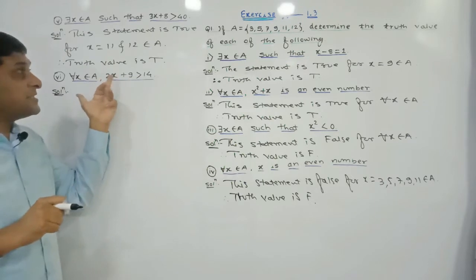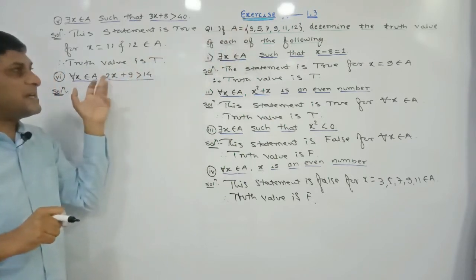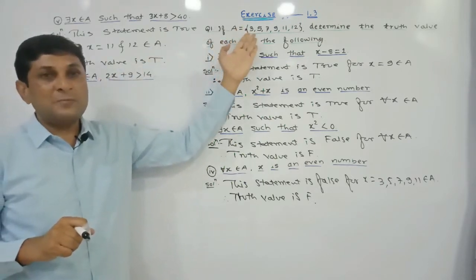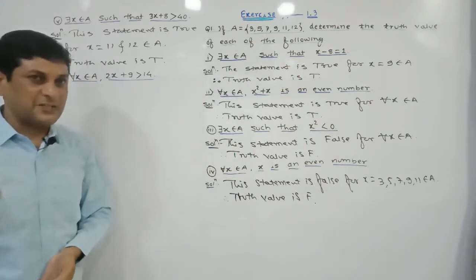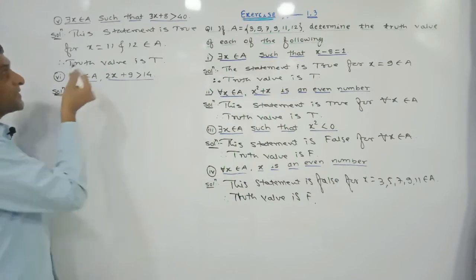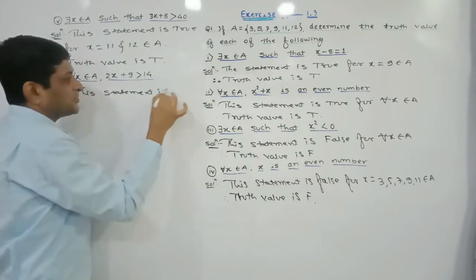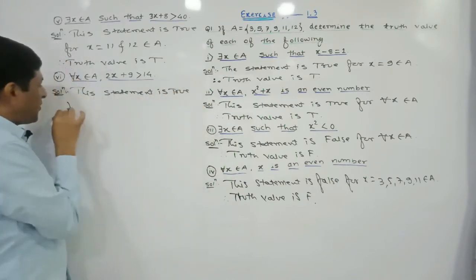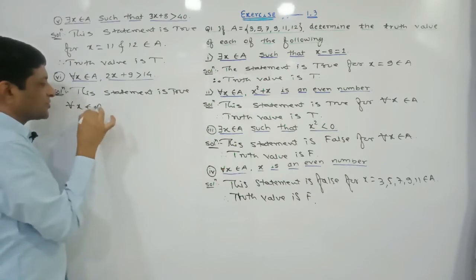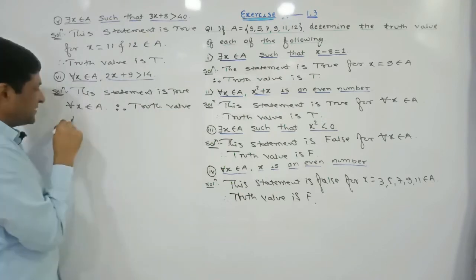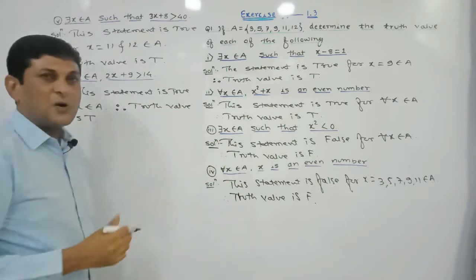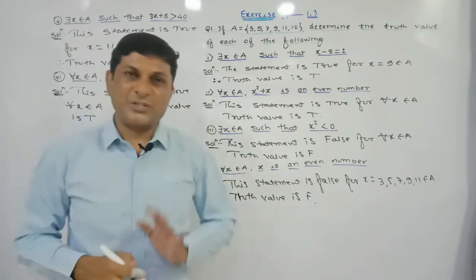For x equal to 3, if this condition is satisfied, then definitely for the numbers greater than 3 this condition will also be satisfied. That's why we can say that this statement is true. It's true for every x belonging to A, and that's why we can say that the truth value is T. In this way, we have completed all the examples from question number 1.